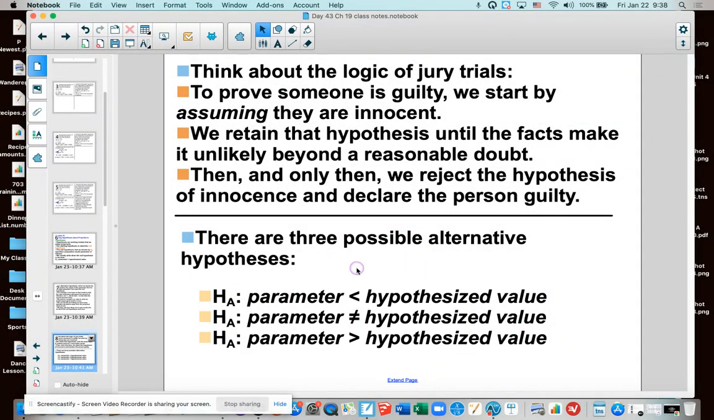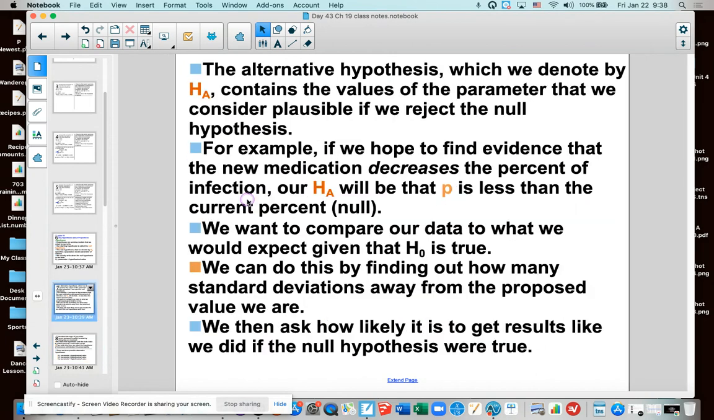Sometimes we really are concerned that it's one way or the other, but sometimes we just don't really care if it's less than or greater than. We just want to know if it's different. So if you're reading a question, you have to look for the wording. Does it say less than? Does it say greater than? Or does it say just different? If it just says different, we're going to use the both direction alternative.